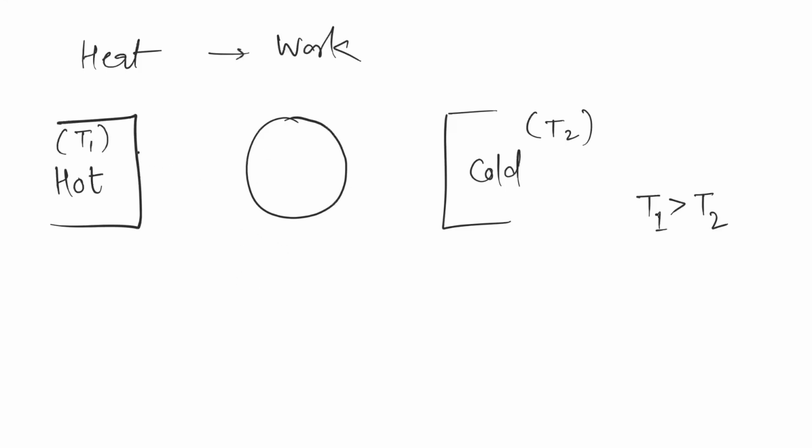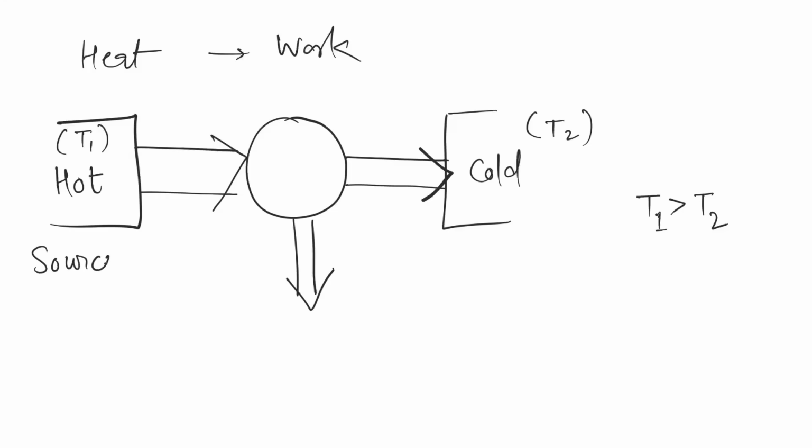Now this heat engine takes energy from the hot reservoir and converts this energy into some useful work, and the rest of the energy which is not converted into useful work is transferred to the cold reservoir. This hot reservoir acts as a source of energy and the cold reservoir acts as a sink of extra energy.